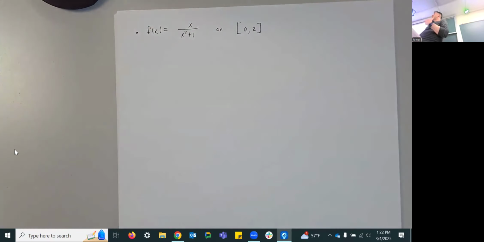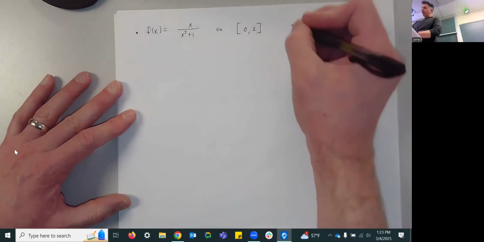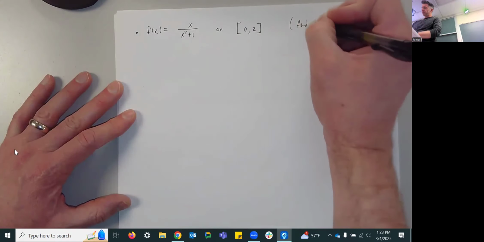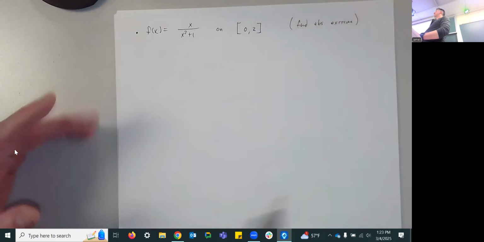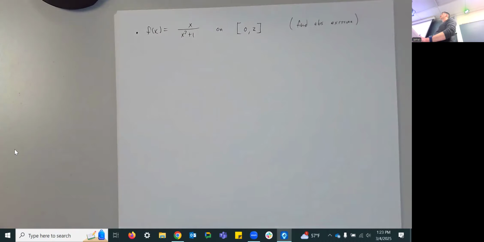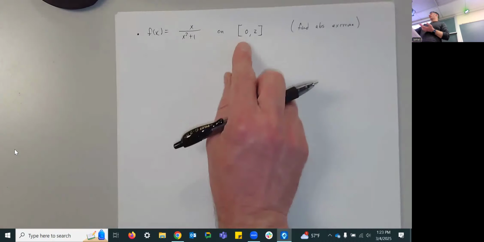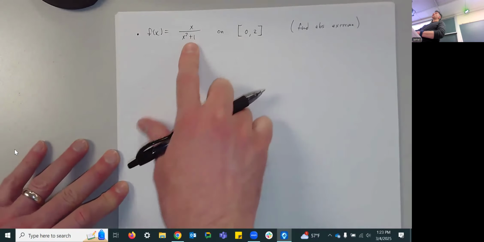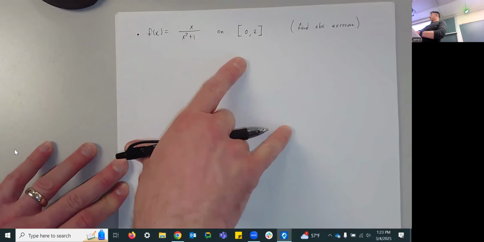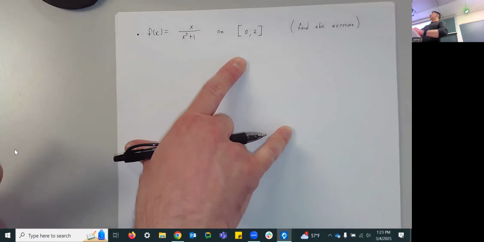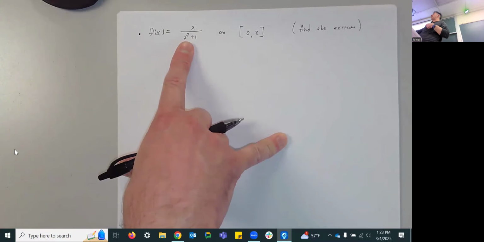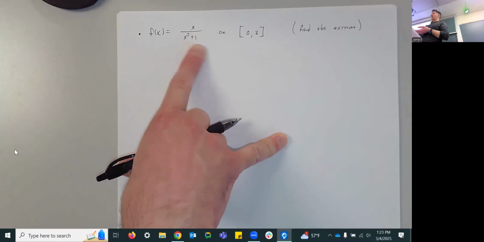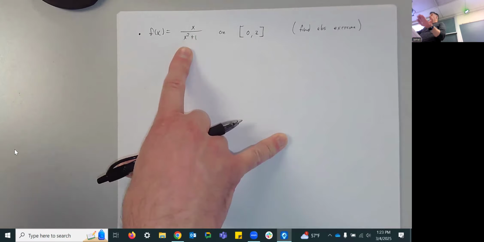It's a good idea when you're asked these problems, and again, we're finding the absolute extrema, to mentally check that the function and the interval meet the criteria. Meaning the interval should be closed, okay, it is. And the function should be continuous, at least on the interval. It doesn't have to be continuous everywhere, but it does have to be continuous on the interval. In fact, this function happens to be continuous everywhere because that denominator, x squared plus 1, can never equal 0.